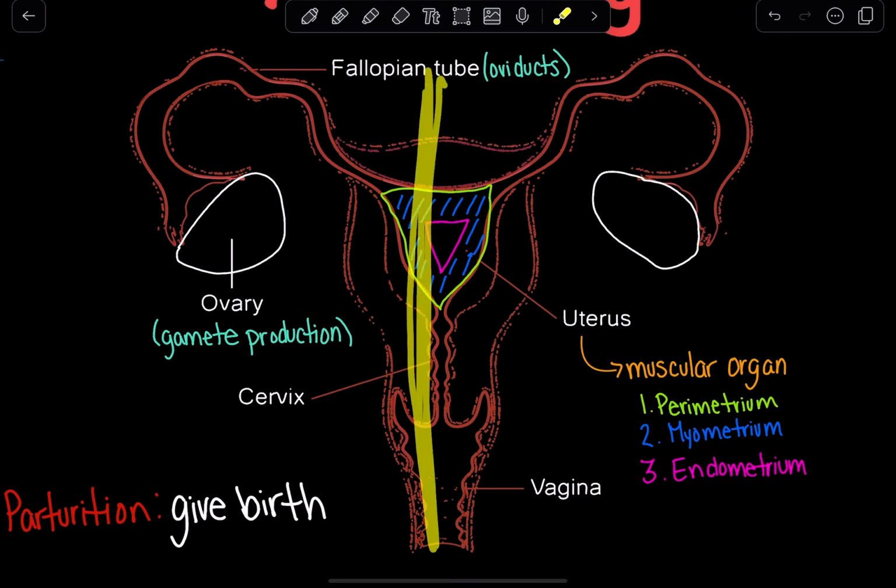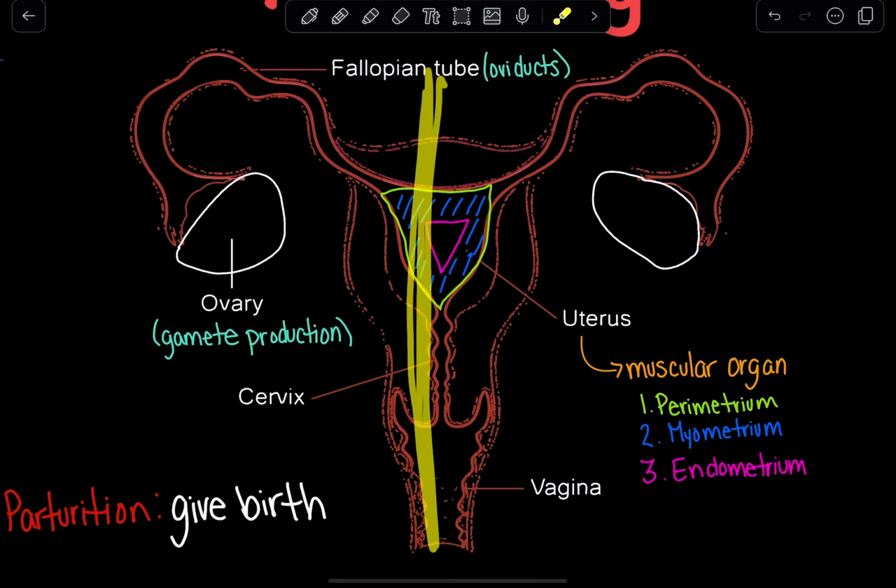So the vagina is the opening of the female reproductive system to the environment. The sperm will enter through the vagina and it will travel through this small narrow opening. This narrow opening is referred to as the cervix, and it will go through over here the uterus, and the sperm will travel down and up the fallopian tubes. So when the sperm enters, some of the sperm will go down this fallopian tube, but some of the sperm will go up this fallopian tube.